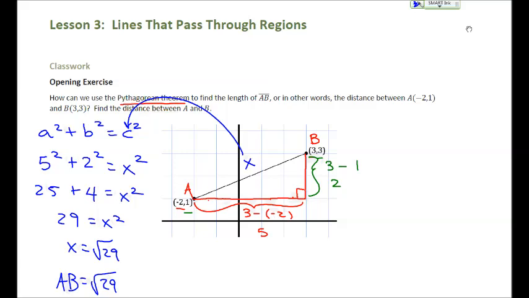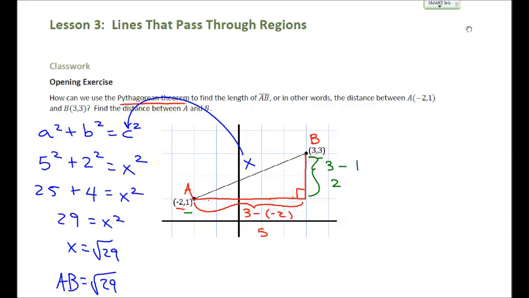So this works really well if you have a graph. But what if you don't have a graph? What if you just have two coordinates and you're looking for the difference between the 2 points? Well, we want to find a method or a formula that would help us find that difference. And there is something called the distance formula.